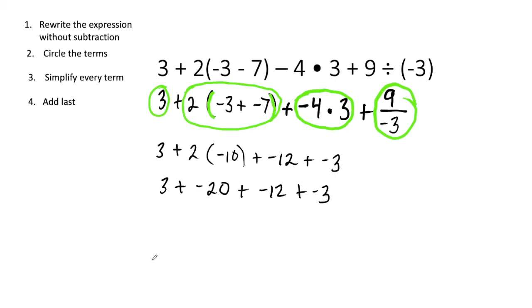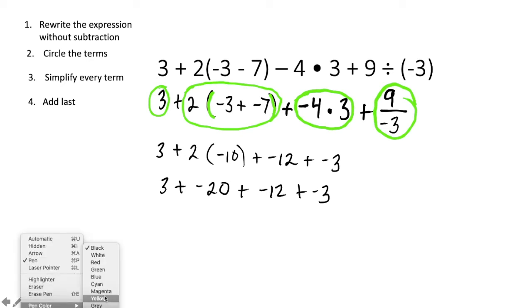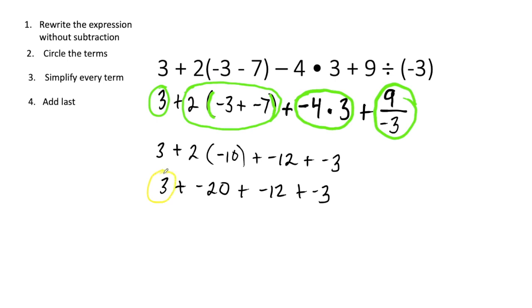And I noticed that this problem is kind of similar to a previous problem we had, and that the first and the last terms are opposites. So positive 3 and negative 3 eliminate each other. They make a 0 because they have the same quantity, one positive, one negative. So that means I can just add the middle 2 terms together, and negative 20 plus negative 12 is going to give me negative 32.